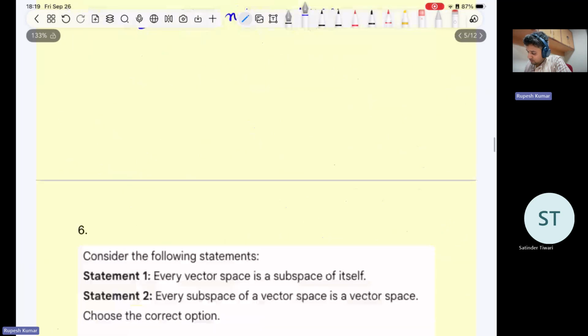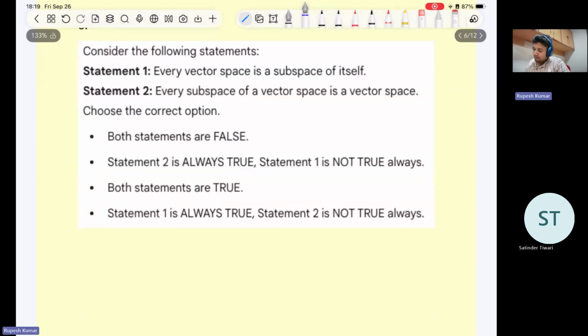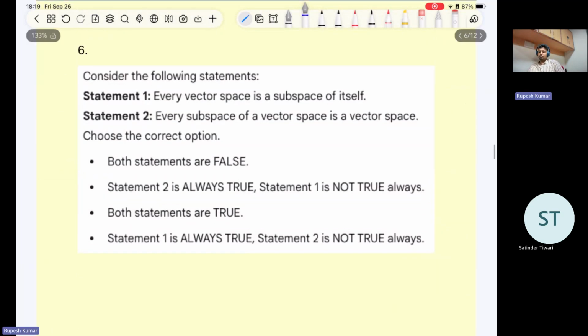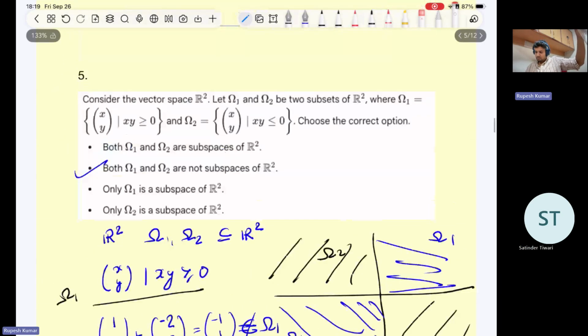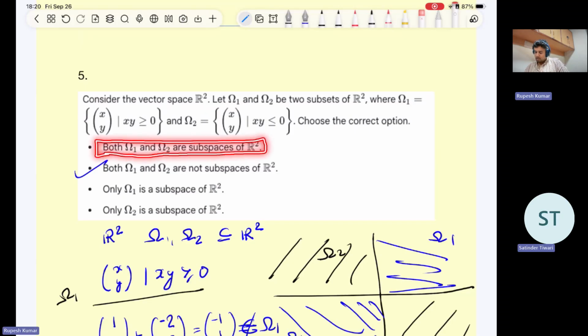Fine. Okay. Let's move on to the next question. There are two statements in this problem. Statement one says every vector space is a... Excuse me, sir. I think more options are there. We have to check which option is correct. I think we have done only the first option in the previous question. Yeah, we have got the answer: both are not. I thought we were just checking the first one. Got it, sir. The second option is correct. Thank you, sir.